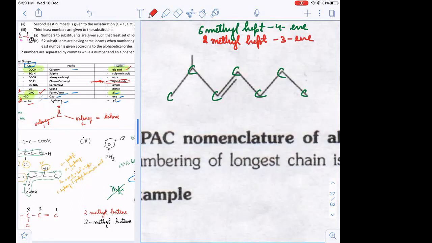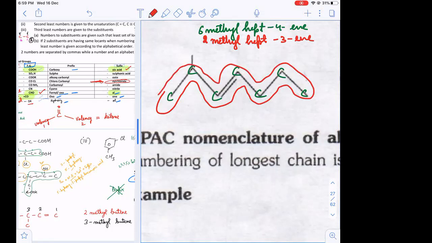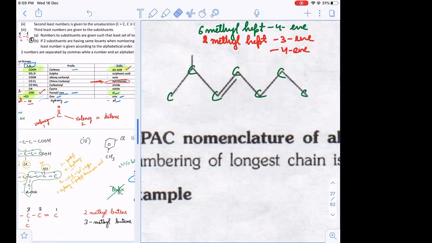Okay. Let's check. So the parent chain, let's first check the parent chain. This can be the parent chain. So 2-methyl hept-4-ene. Okay, you are saying 4-ene. All right. Interesting. Now we'll have to number this.